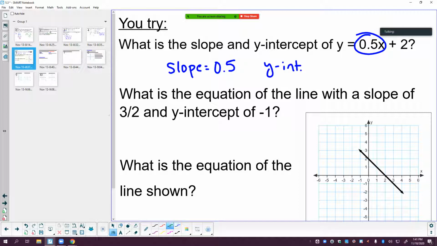The y-intercept is going to be the constant, or the number that's by itself, which in this case is a plus 2. So my y-intercept is positive 2. Any questions about that?